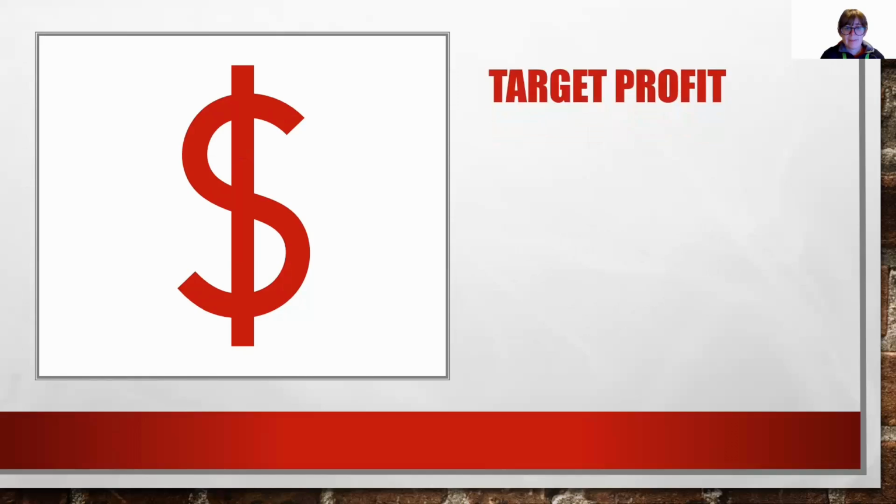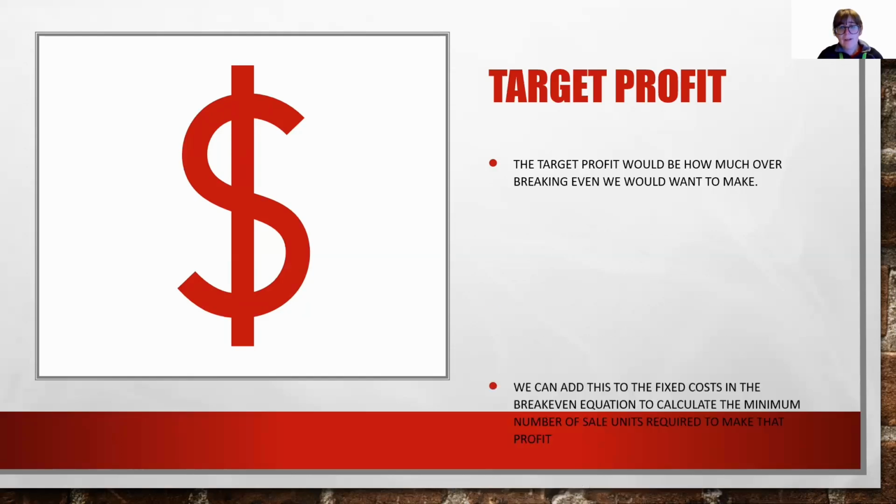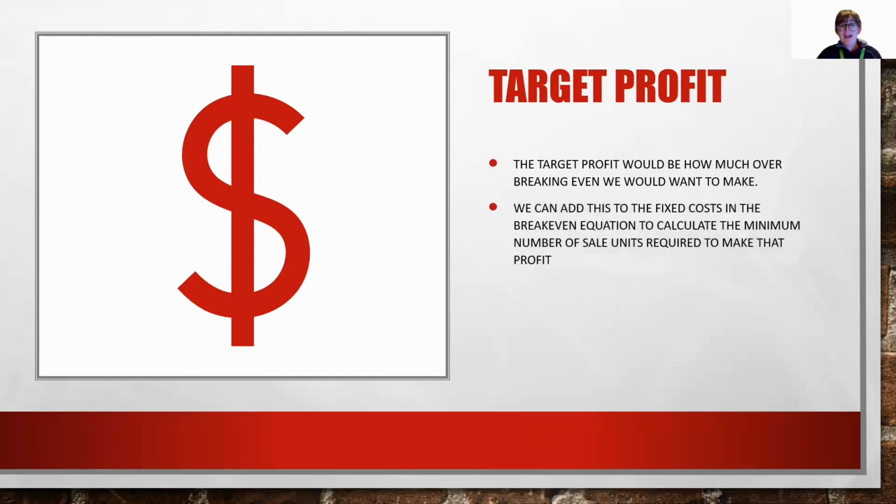Target profit then. Well, the target profit is going to be how much over breaking even we would actually want to make. Most business owners are going to have a target which they want to achieve within that financial year. With this information, we can then add this to the fixed costs to calculate the minimum number of sales units that we need to actually make in order to break even, as well as make that profit.